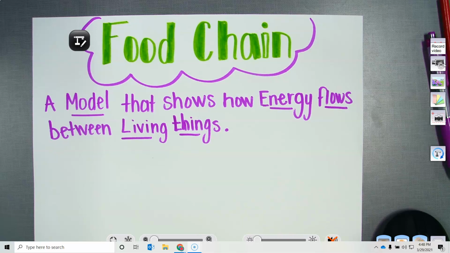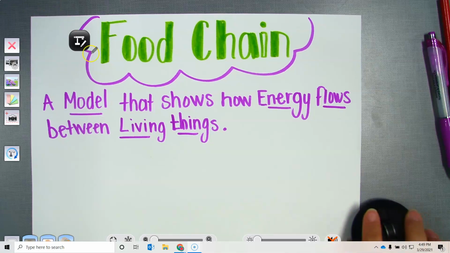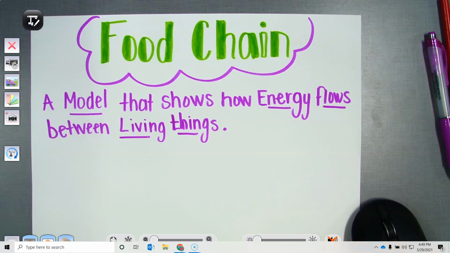So for the next couple weeks, 2 weeks, we're going to be talking about food chains, and we kind of talked about this in second grade during virtual, towards the end of second grade. I know my kiddos did some stuff with food chains. So let's kind of just talk about what is a food chain. A food chain is a model that shows how energy flows between living things. So they're living things that we're showing the energy that it flows in.